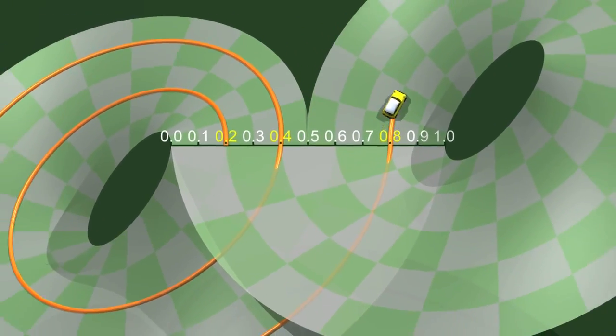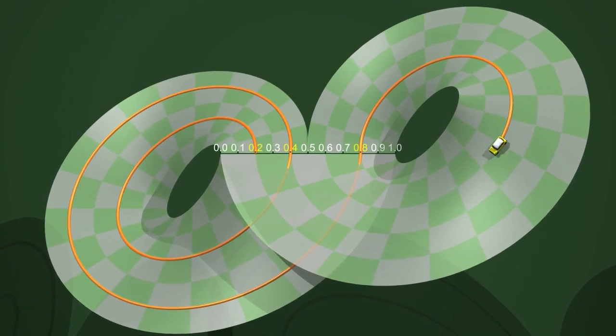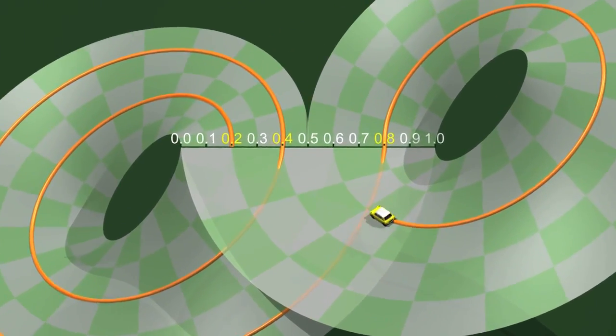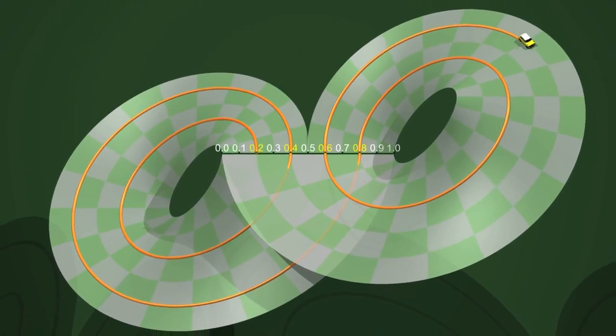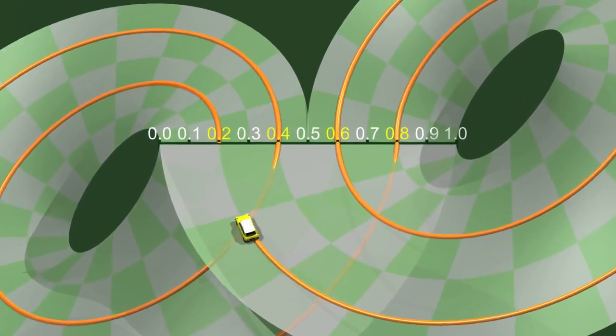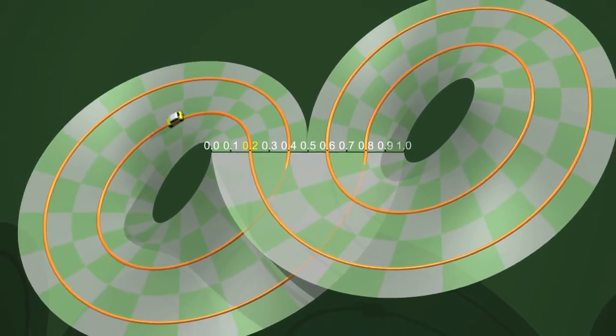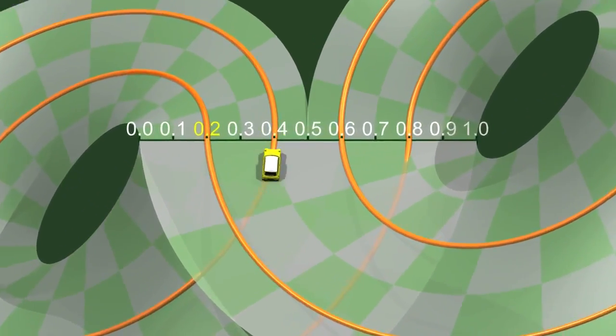Our position on the starting line is given by a number x between 0 and 1. At 0, we are on the left, at 1/2, we are in the middle, and at 1, we are on the right. If we start from the point x, then we will return to the point 2x, if x is smaller than 1/2, and we will return to the point 2x minus 1 if x is larger than 1/2.